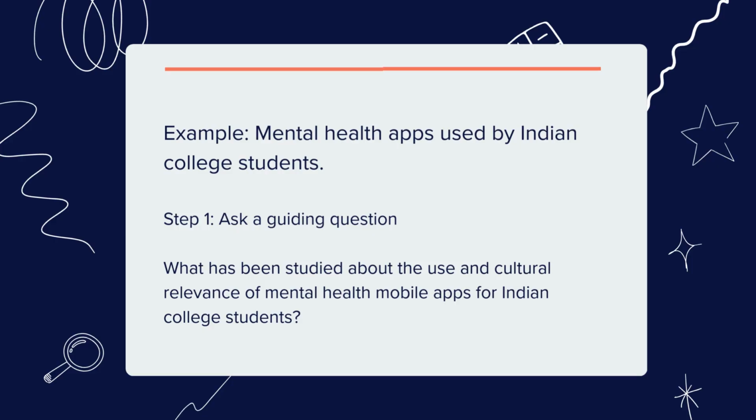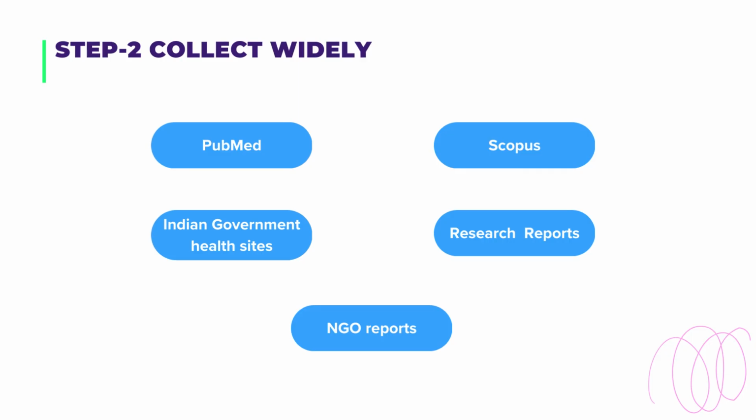What do we need first? We need a broad research question. What is known about the design, use, and cultural adaptation of mental health apps among Indian college students? Then we will start searching multiple databases smartly, as we have already learned how to use Boolean operators in our previous video. So use Google Scholar, Scopus, PubMed, JSTOR, WHO reports, Indian government reports, or local NGO reports. This gives you relevant diverse sources without drowning.